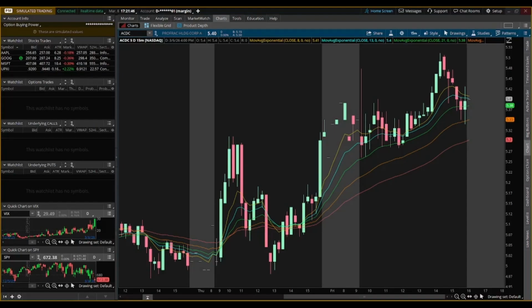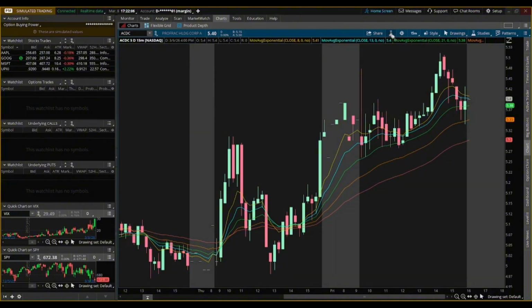Let's talk about stacked EMAs, one of the cleanest ways to identify strong trending conditions. An EMA is an exponential moving average. It tracks the average price over a specific number of periods, but it gives more weight to recent prices. That makes it more responsive to current price action than a simple moving average.